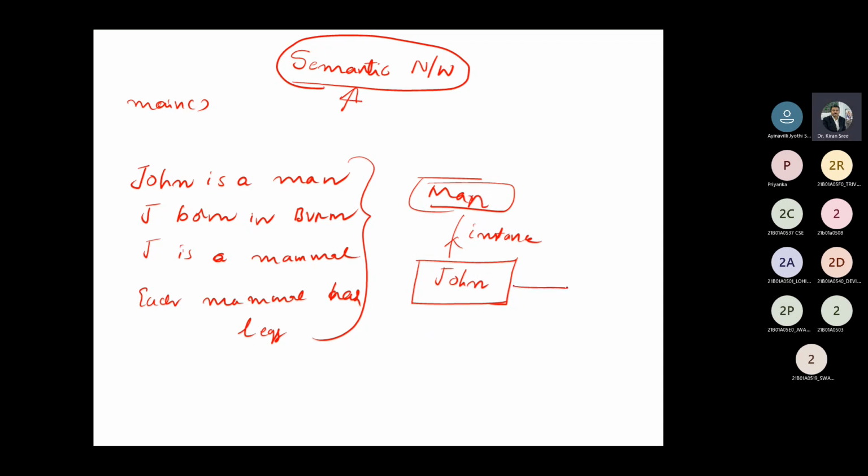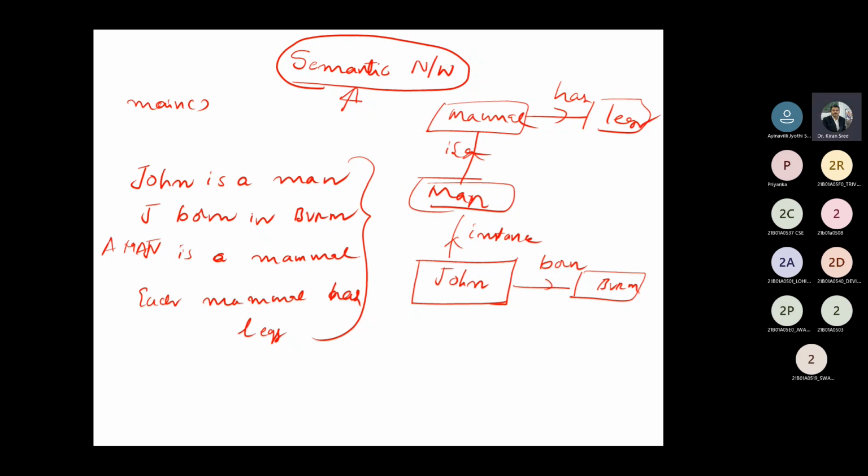And John was born in Bhimavaram. We can use it like this. John is a mammal. If I write a man is a mammal, then I will write it like this. A man is a mammal. And each mammal has X legs. So has, or something like that.